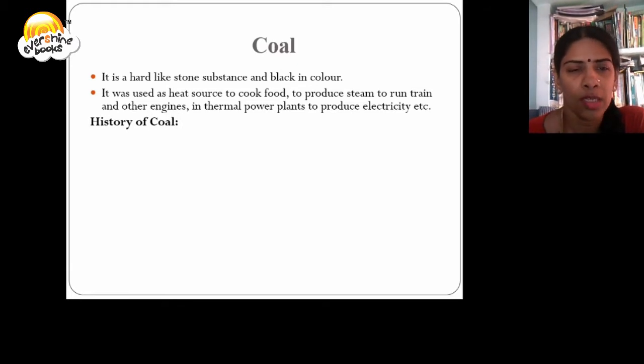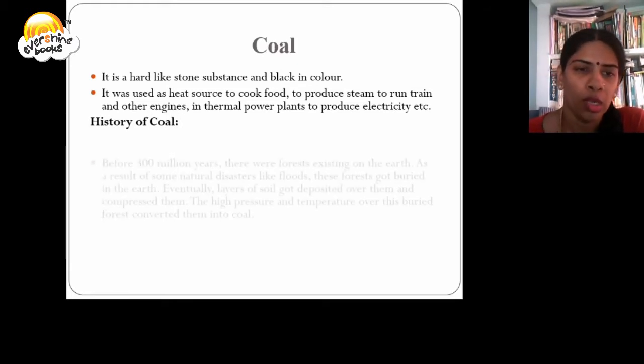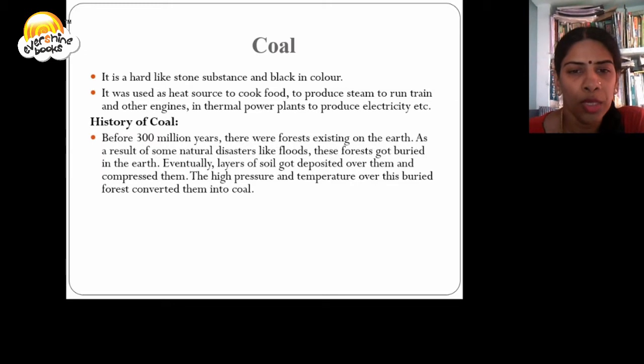Let us now discuss the history of coal. Around 300 million years ago, there were forests existing on the earth. Due to natural disasters like floods, the forests got buried in the earth. Eventually, layers of soil also got deposited over them and compressed them. The high pressure and temperature over this buried forest converted it into coal.